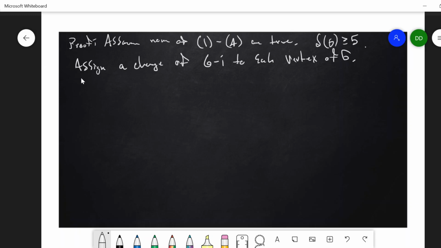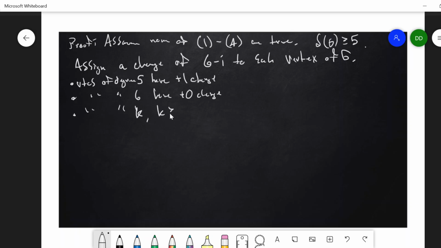So what does this mean? This means every vertex of degree 5 has a charge of +1. Vertices of degree 6 have 0 charge. And vertices of degree k, for k greater than or equal to 7, have a charge of negative (k minus 6). I'm writing it just like this, flipping it around, just so you can see that these are k minus 6. These are all negative charges.